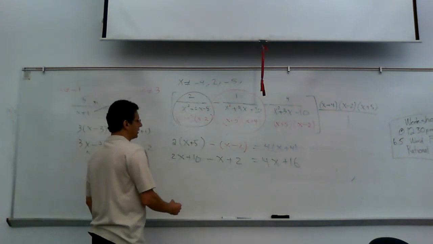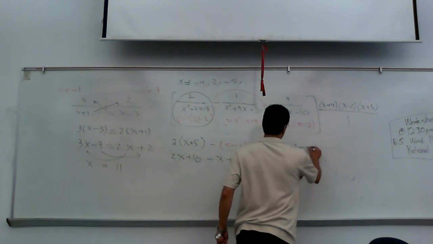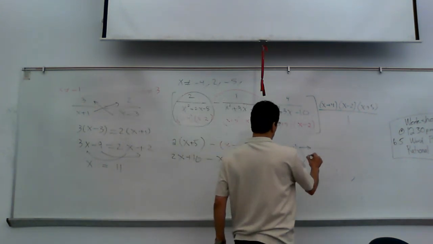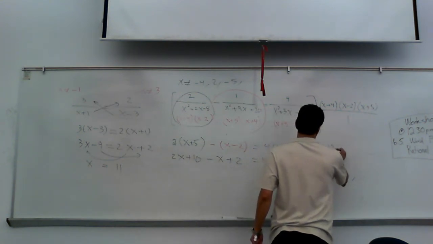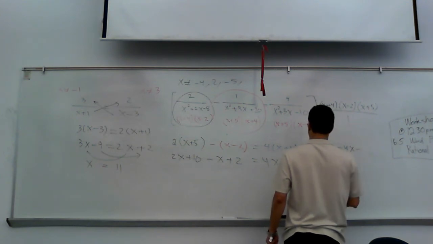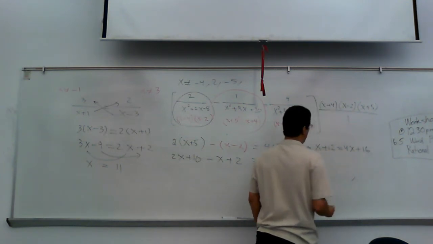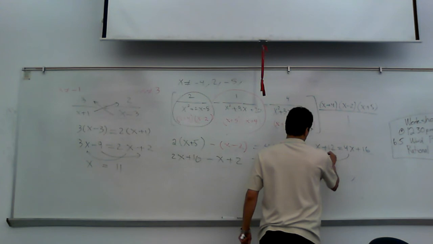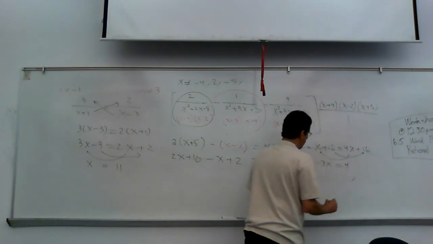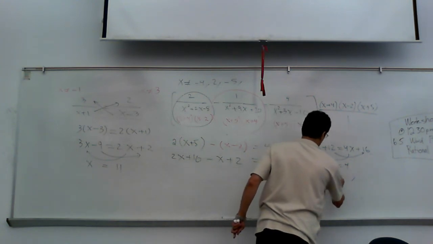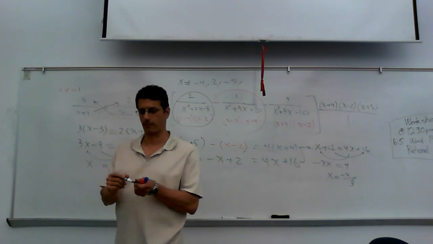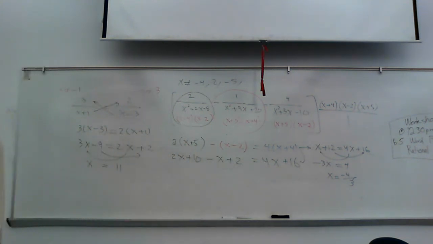Left side is, let's just write it here. Left side is it x plus 12? Yes or no? And this is 4x plus 16, right? So if you bring this one to this side, it becomes negative 3x, and this becomes 4. Therefore, x is negative 4/3. Does that make sense?